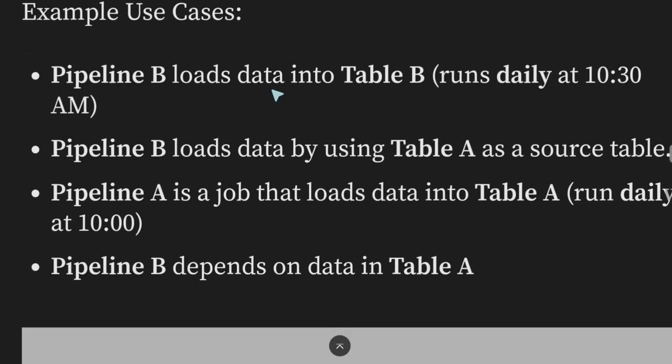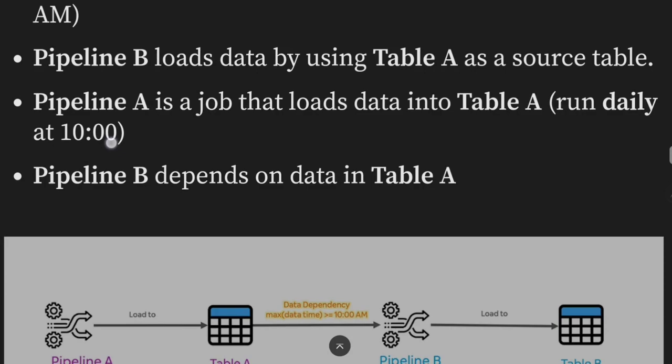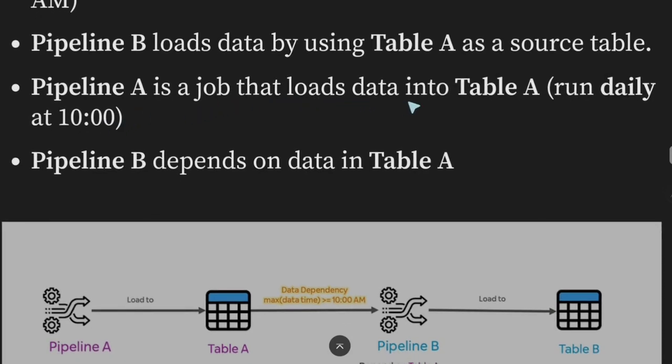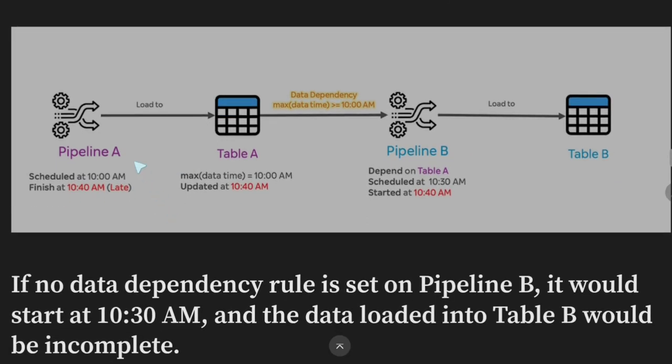Example use case. Pipeline B loads data into table B, runs at 10:30. Pipeline B loads data by using table A as a source table. Pipeline A is a job that loads data into table A, runs daily. Pipeline B depends on table A. Pipeline A loads into table A at 10:40. Pipeline B starts at 10:40.